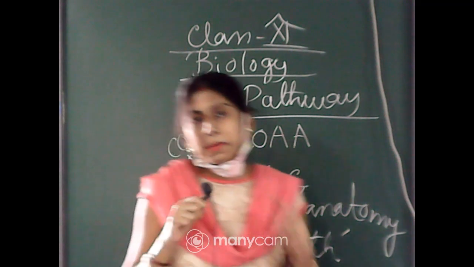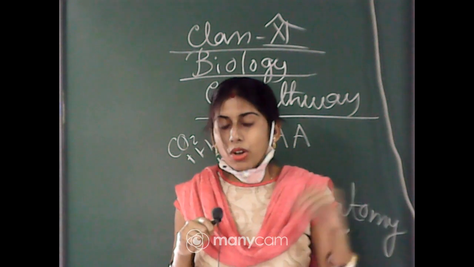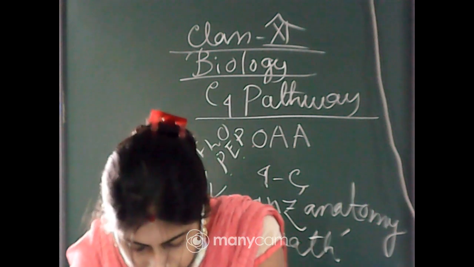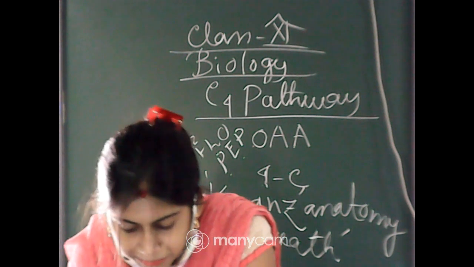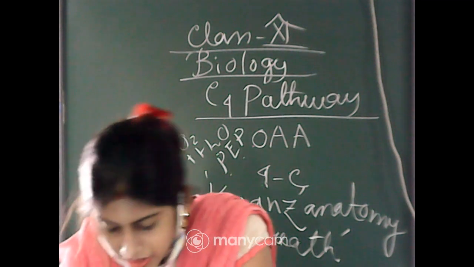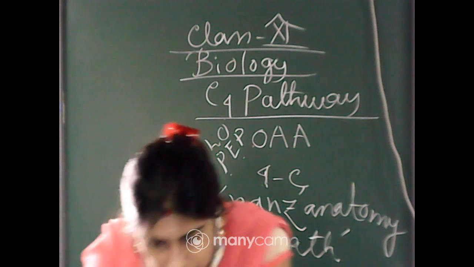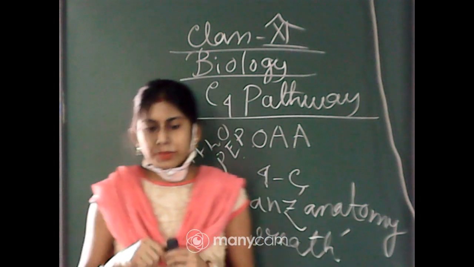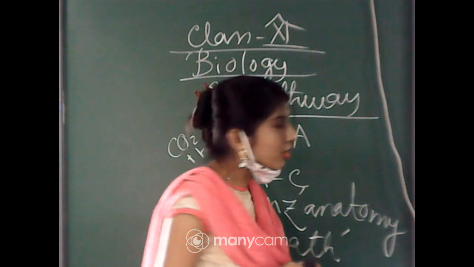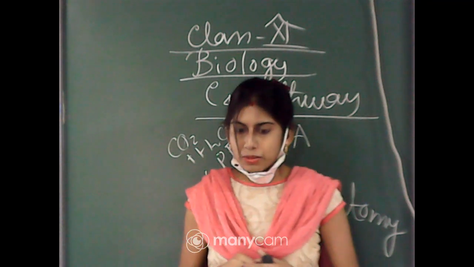Pepcase is present only in the mesophyll cell. So the first activity will occur in the mesophyll cell and the Kelvin cycle will occur in the bundle sheath cell. Ultimately this will result in the formation of sugars, and this is the main difference between C3 and C4 plants. So these two pathways are very important for your exam. You have to read both the pathways very carefully.